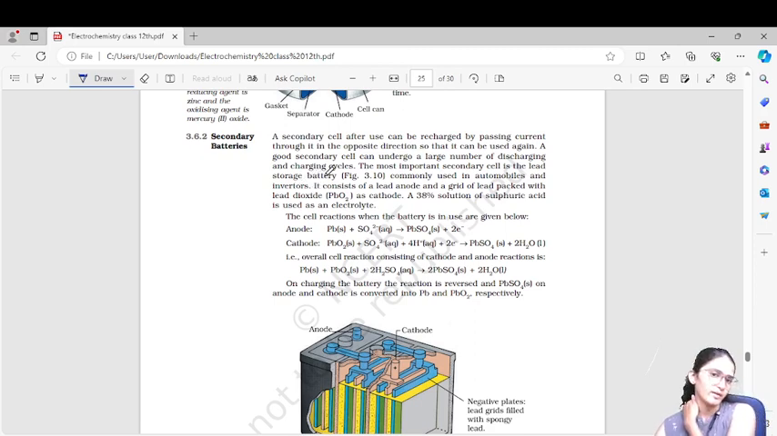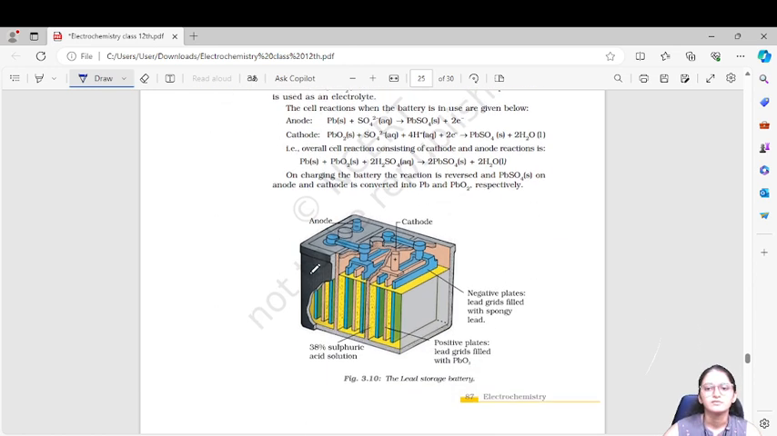Next is secondary batteries. Secondary batteries means which can be rechargeable, okay, that we use in inverters, generators, then your cell phone, so which we can recharge basically. So secondary cell after use can be recharged by passing current through it in the opposite direction, okay. So here we have one important example, that is lead storage battery, which is this.